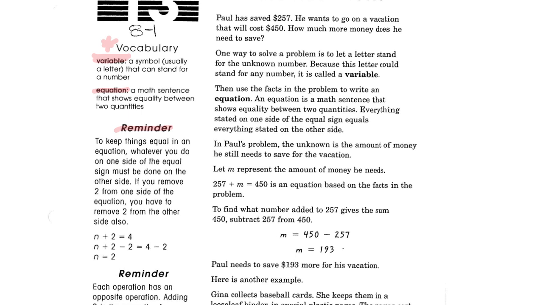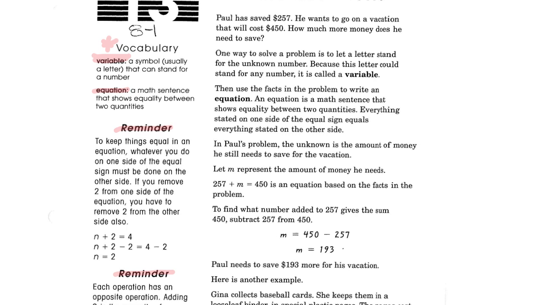We have a reminder to keep things equal in an equation. Whatever you do to one side of the equal sign must be done to the other. So if we remove a 2 from one side, you have to remove a 2 from the other side. For example, n plus 2 equals 4. If I subtract 2 from both sides, n equals 2. Then I can go back and fill it in.